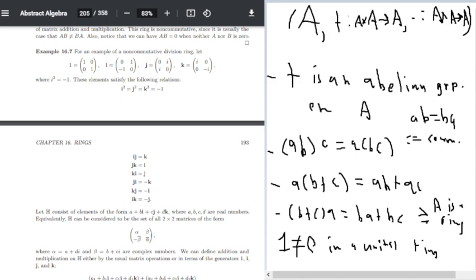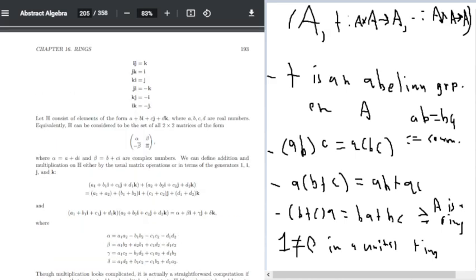ij is equal to k. jk is equal to i. ki is equal to j. ji is equal to -k. So notice we have non-commutativity here because of this property right here. Well, it's properly actually even called anti-commutativity. kj is equal to -i, and ik is equal to -j.